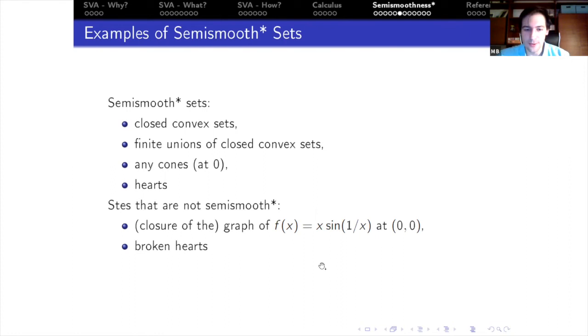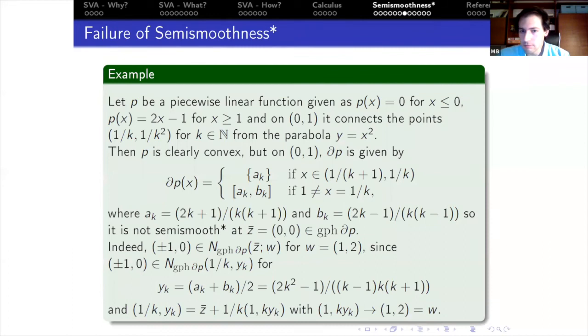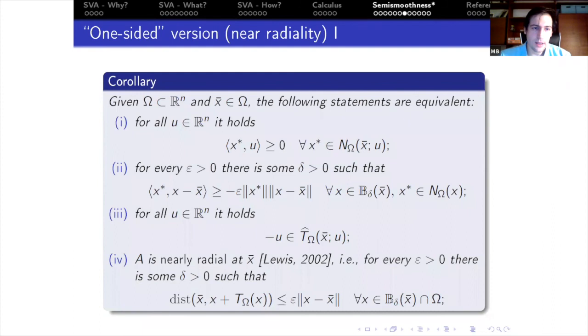The interesting question would be if a convex subdifferential must be semi-smooth star. And this is not the case, but it's not a difficult example here, but I'm not going to go through it in detail. If you are interested, later during the discussion we can come back to it, but you can construct an example to show that convex subdifferential does not have to be semi-smooth.